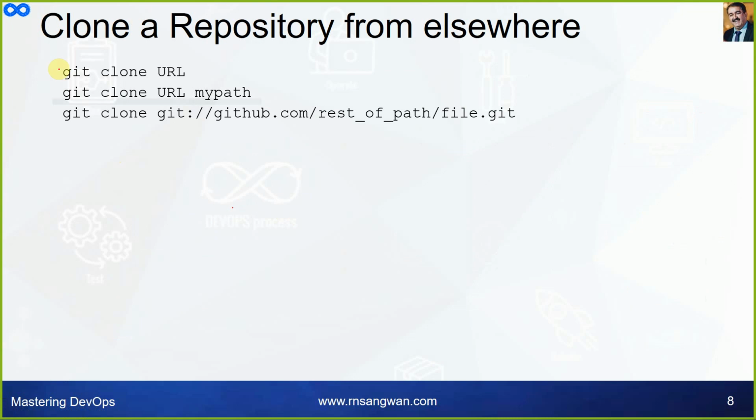Quite simple. There are three possible ways. Git clone URL. You want to clone it into a different directory. You give that path, that directory on your local system. Git clone github.com, some path. So you can specify. This is an example of git clone. So you can use this git clone URL like this, or a directory. You can also specify a local directory if you want to clone it to a different directory.